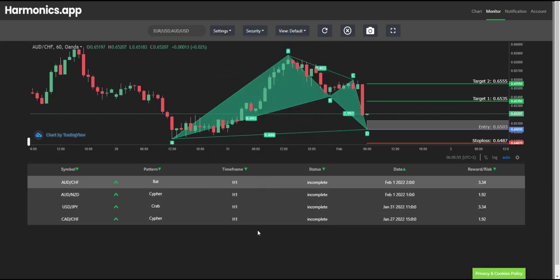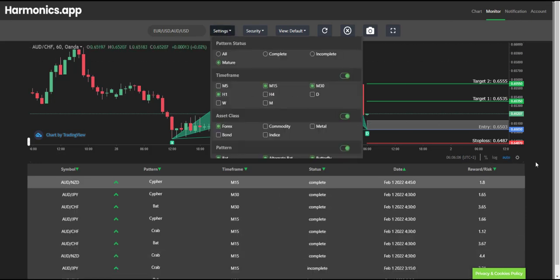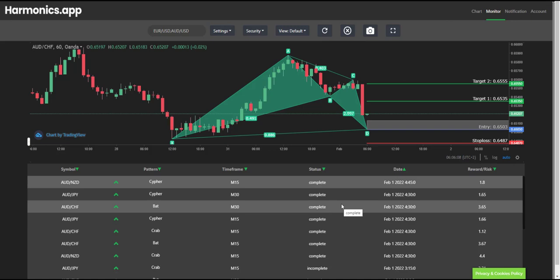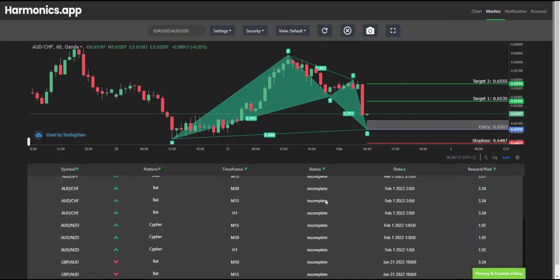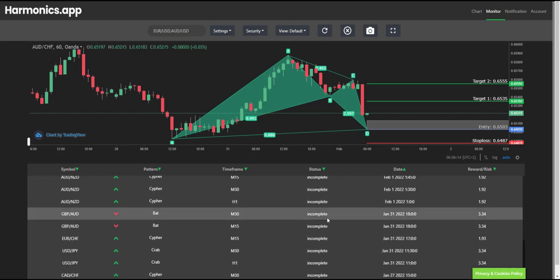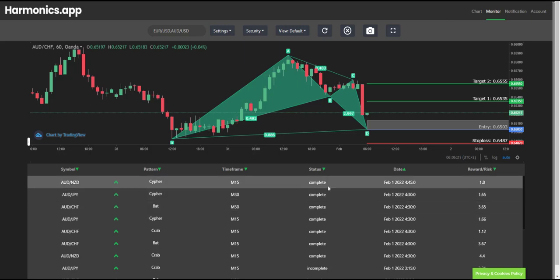Mature pattern means two things. You have complete and incomplete patterns. Let me show you more of them. Just a minute. I will put here more of these time frames. Okay, here it is. Now in the column status, you have complete patterns and you have incomplete patterns. And that's all. You do not have failed patterns or successful patterns. This is only incomplete and complete.